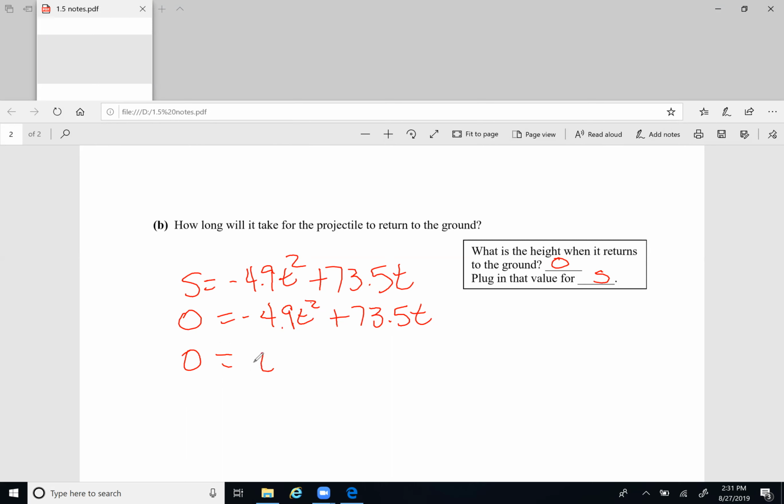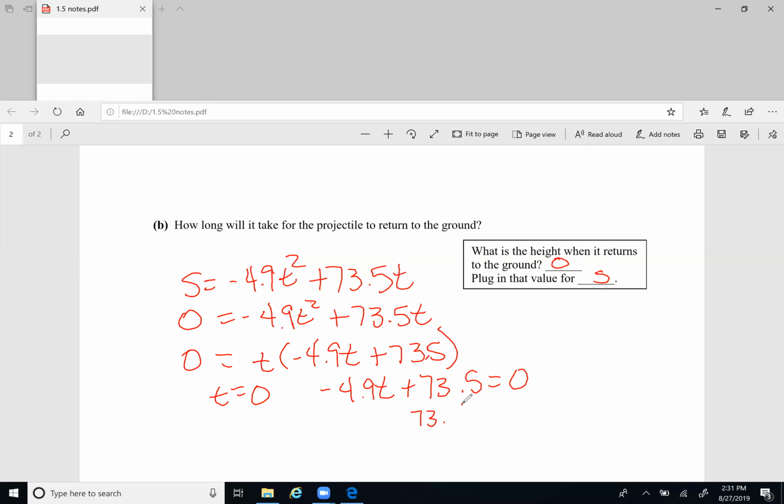So if I just factor out a t, then I would have t times negative 4.9 t plus 73.5. And if I set t equal to 0, and I set negative 4.9 t plus 73.5 equal to 0, I can add the 4.9 t to both sides. And when I divide both sides by 4.9, I end up with t equals 15 seconds.